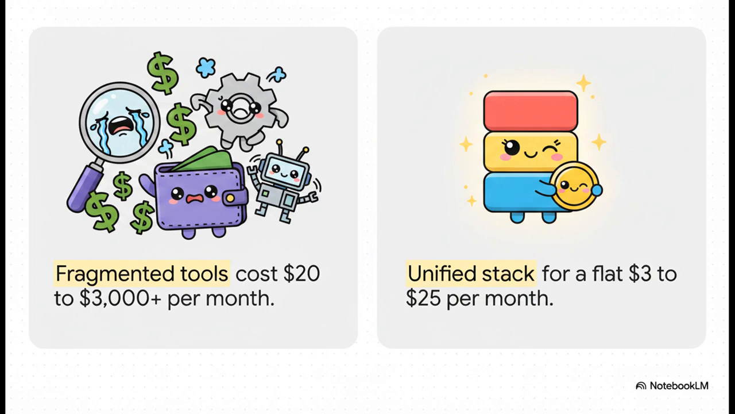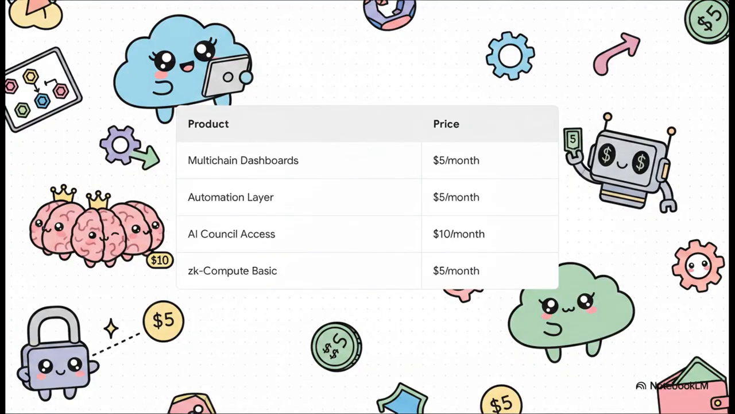Yeah, you heard that right. Instead of totally unpredictable usage fees that spike when the market is hot, their tiers are 100% transparent. Unified multi-chain analytics, just $5. The automation layer, $5. Full access to the AI Council, only $10 a month. Absolutely no hidden fees and no surprise bills at the end of the month.